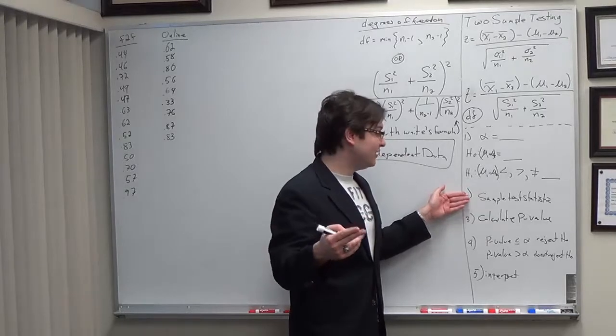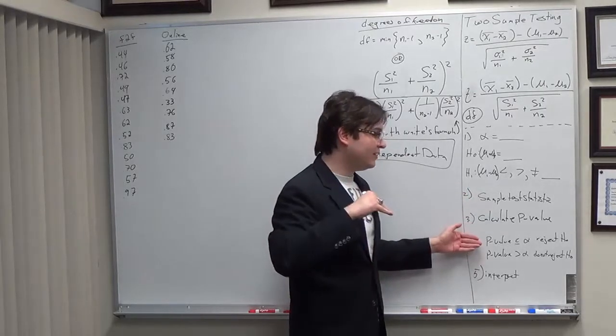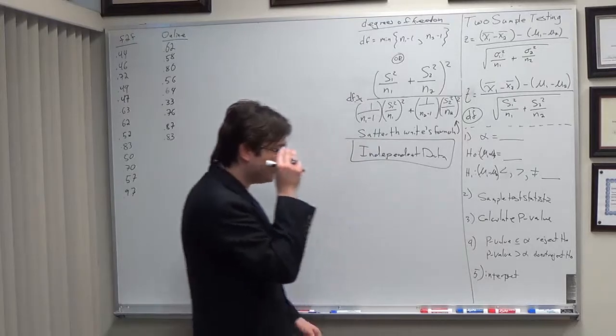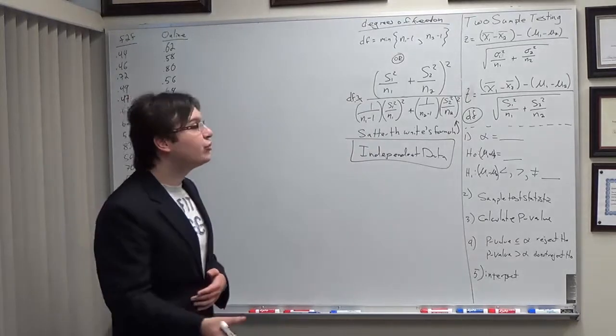Calculate the sample test statistic, calculate the p-value. If p is less than or equal to alpha, reject. If p is bigger than alpha, don't reject. And then interpret. So what's different?